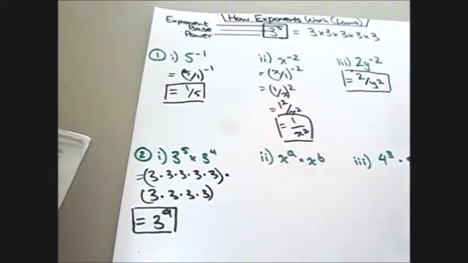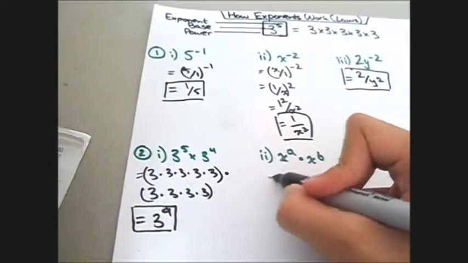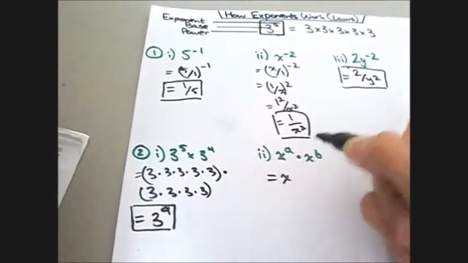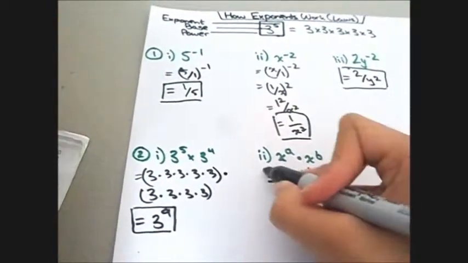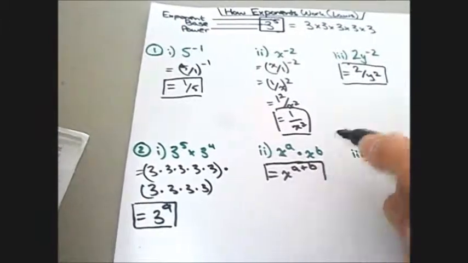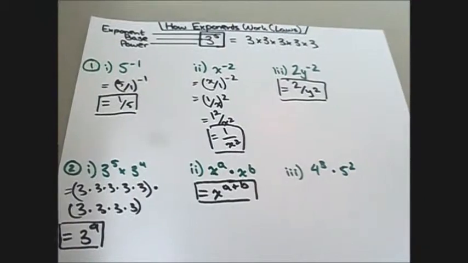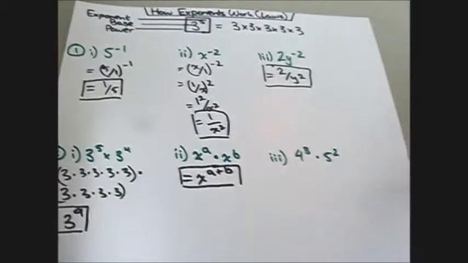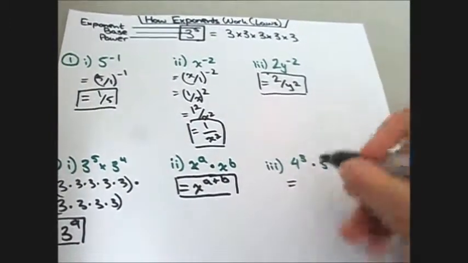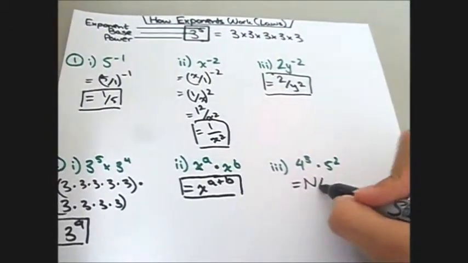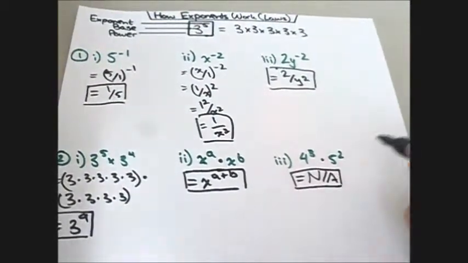Let's try the second one. x to the power of a times x to the power of b. Again, I'm just going to add the exponents and keep the same base. So x to the power of a plus b is the final answer of this one. And here's the third one. 4 to the power of 3 times 5 to the power of 2. Since there are different bases, you can't add the exponents, and therefore this rule does not apply. So I'm going to write non-applicable. And that's it.